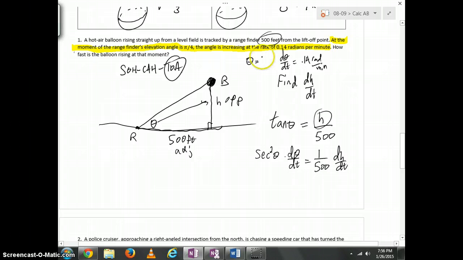But now we can pull in some information. We can say just for the briefest moment, theta will equal pi over 4. d theta dt will be 0.4. And here we have 1 over 500, and we have our dh dt. All we have to do is solve.